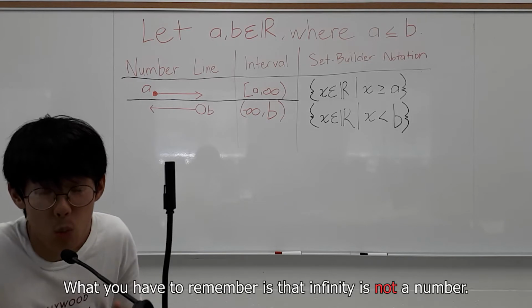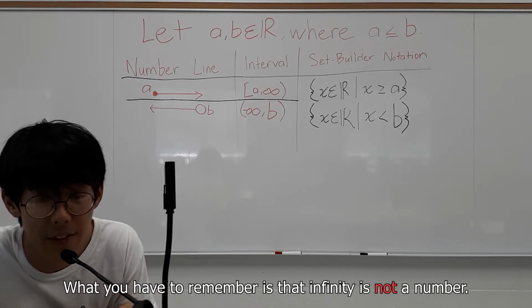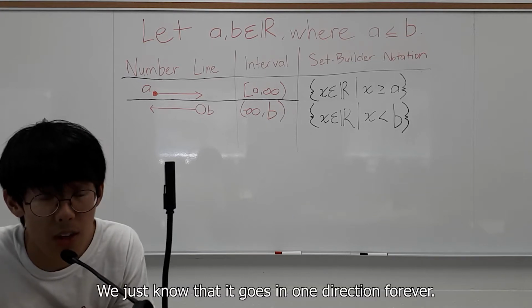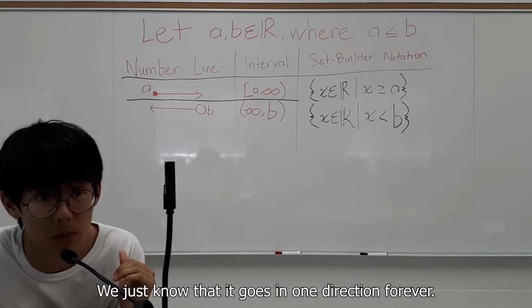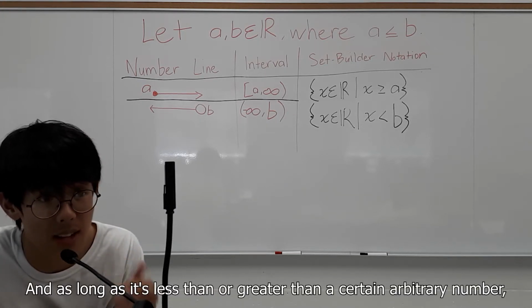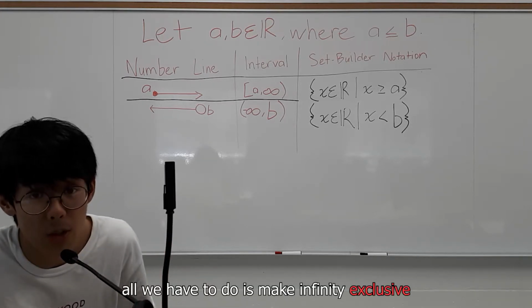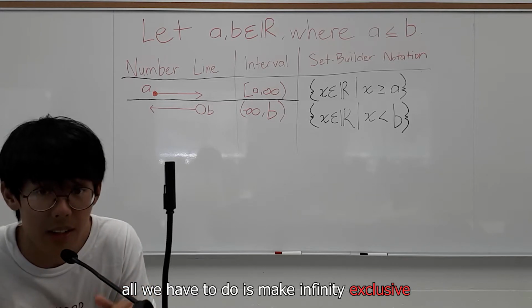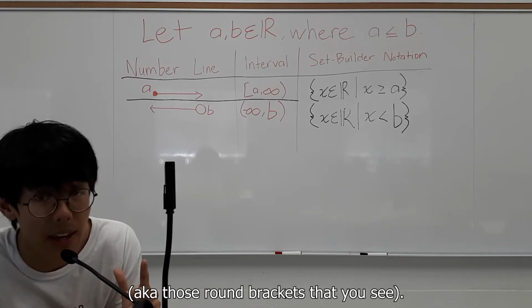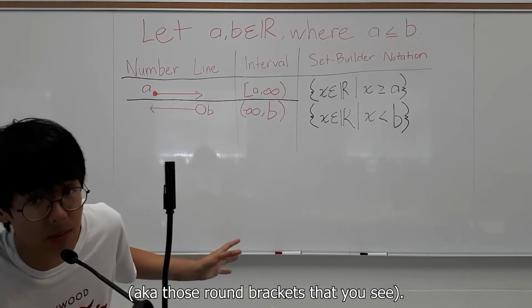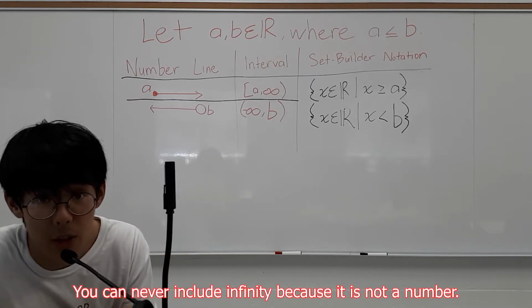Now the trick here for beginners is that you shouldn't make that big of a deal of infinity. What you have to remember is that infinity is not a number. We just know that it goes in one direction forever. And as long as it's less than or greater than a certain arbitrary number, all we have to do is make infinity exclusive, aka those round brackets that you see. You can never include infinity because it is not a number.